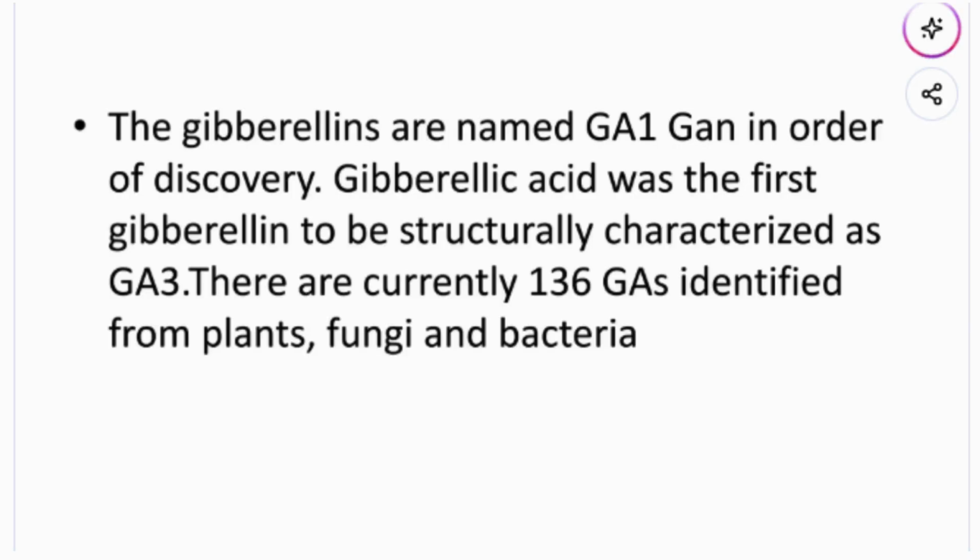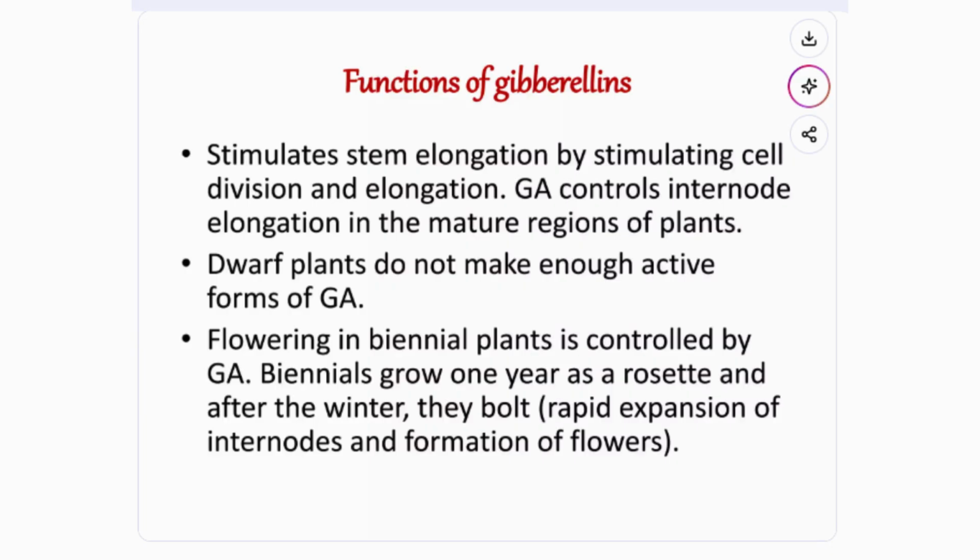Gibberellic acid was the first gibberellin to be structurally characterized, as GA3. There are currently 136 gibberellins identified from plants, fungi, and bacteria. Function of the gibberellins: they stimulate stem elongation by stimulating cell division and elongation. Gibberellic acid controls internode elongation in the mature region of the plants.